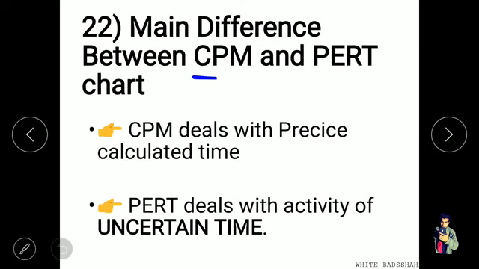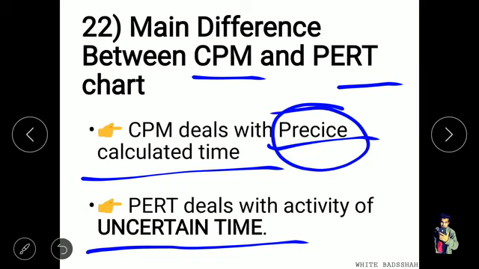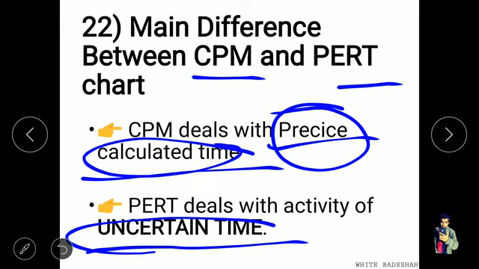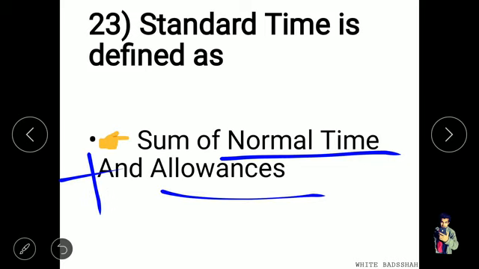Main difference between CPM and PERT chart: CPM deals with precise calculated time while PERT deals with activities with uncertainty of time. So the main difference is CPM deals with precise and actual calculated time while PERT deals with activities of uncertain time. Now, the standard time is defined as the sum of normal time plus allowances.